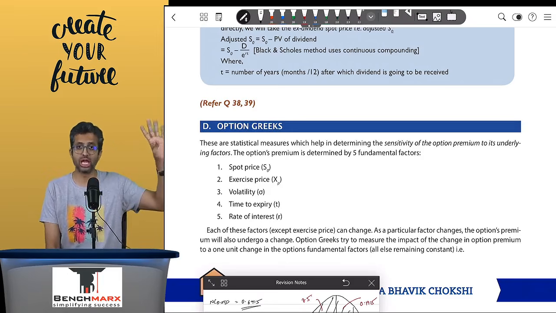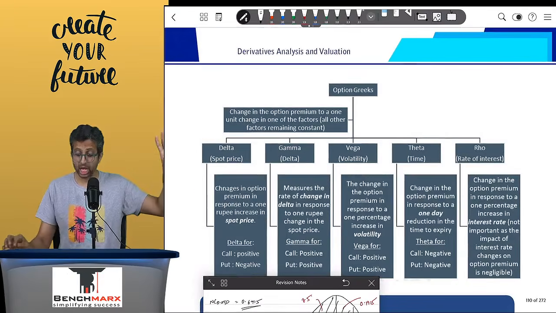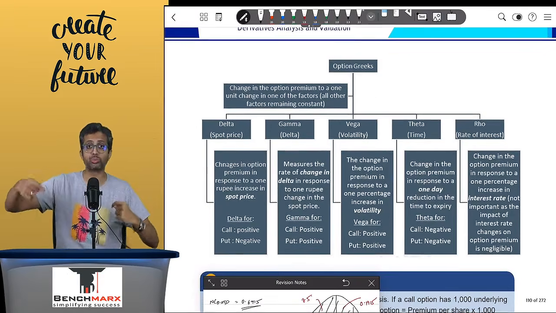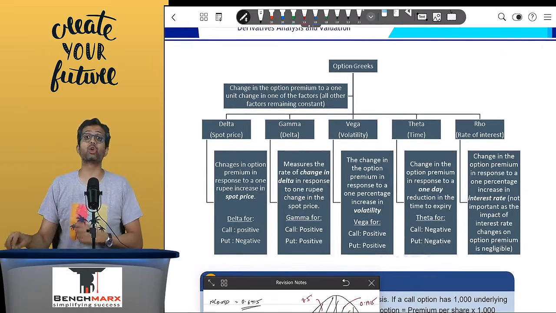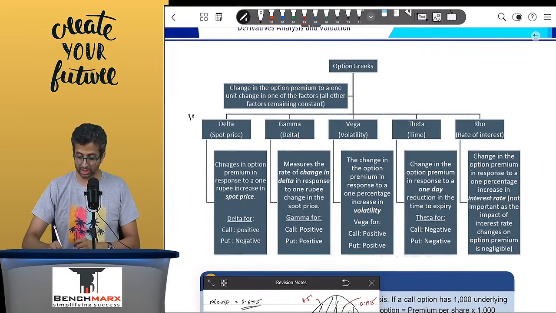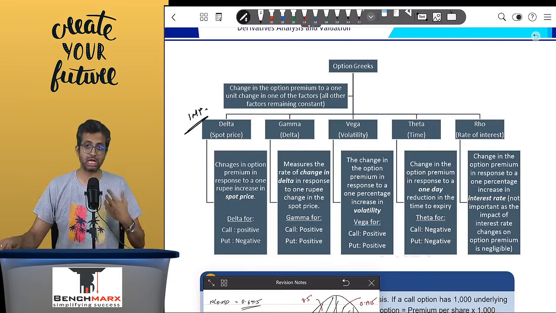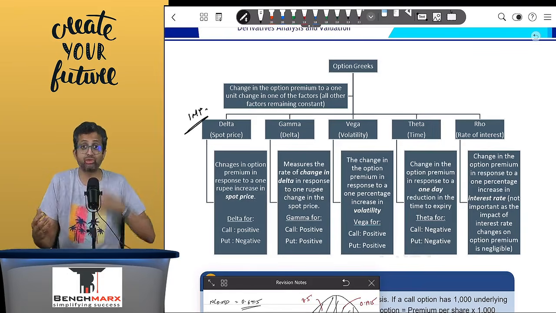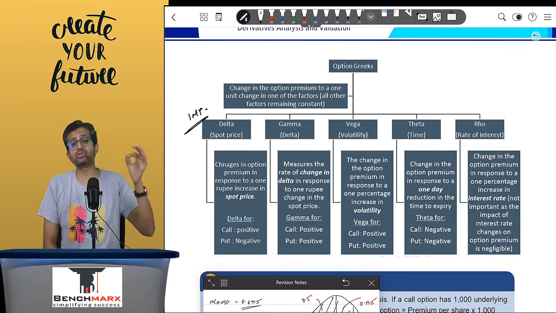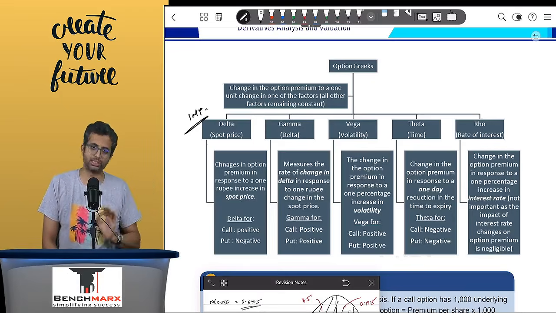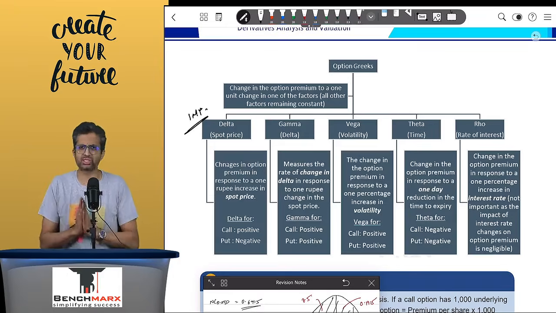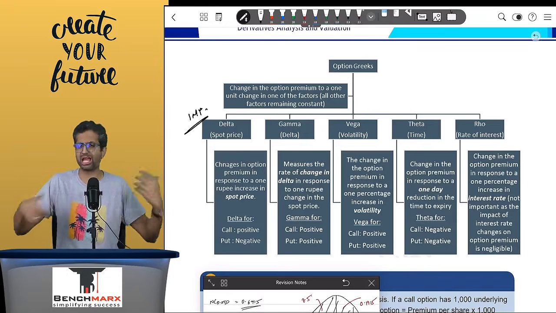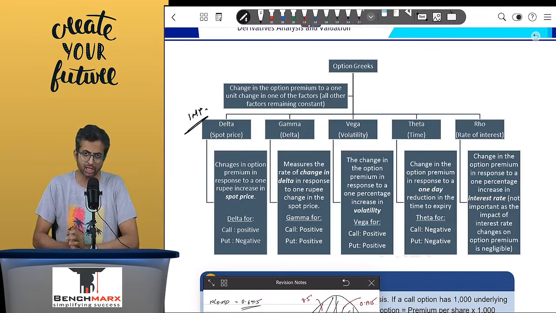Spot. Can the spot change? Well, yes. So any change in the option premium in response to a spot price change is measured by something called delta. In my opinion, the most important among the option Greeks is delta. How much will a premium change in response to a 1 rupee change in the share price? Second is the exercise price, but the exercise price is fixed, it does not change, and as a result we don't need to study anything for that.